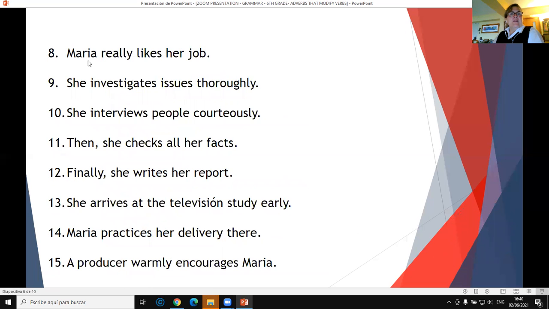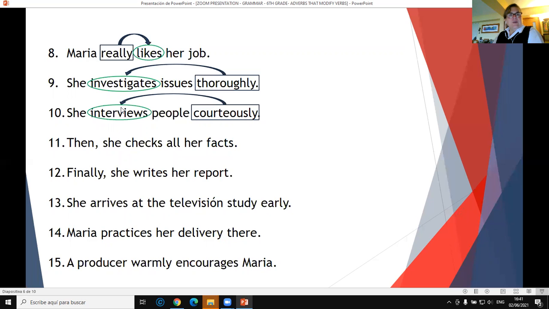Number eight, Maria really likes her job. Really is the adverb. Likes is the verb modified by this adverb. Number nine, she investigates issues thoroughly, okay? Thoroughly is the adverb, and it's modifying investigates, which is the verb. Number 10, she interviews people courteously. Courteously is the adverb, and interviews is the verb modified by this adverb.